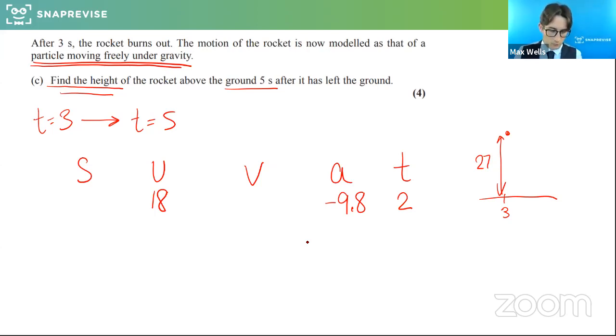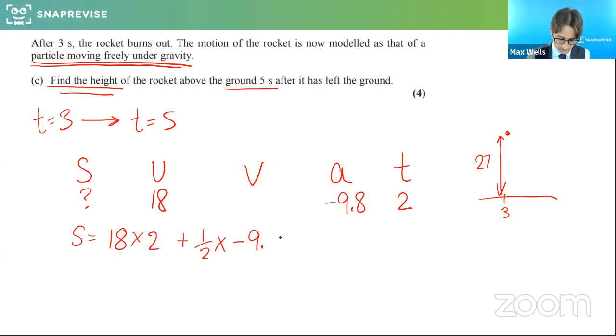So it depends what way you see it, but the sign of this has to be different to the sign of this. Okay, excellent. So then we're looking for S for these 2 seconds. So S, U, A, and T. So what I'm going to do is I'm going to say that S is equal to 18 times 2 plus a half times minus 9.8 times 2 squared. And that is actually just a plug in and calculate. You haven't even got to rearrange it.